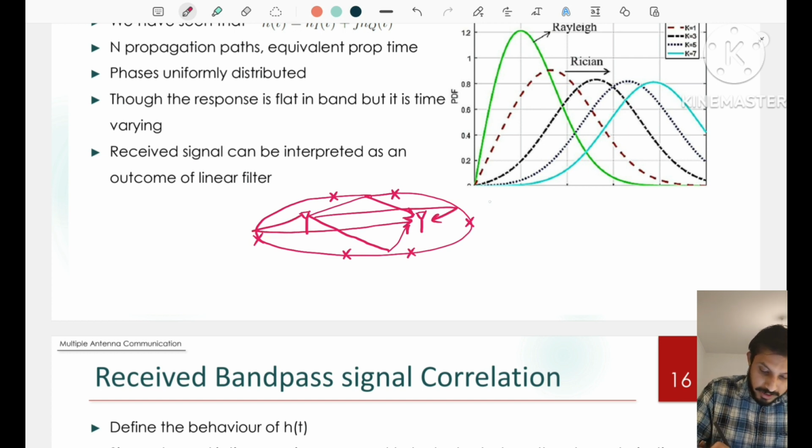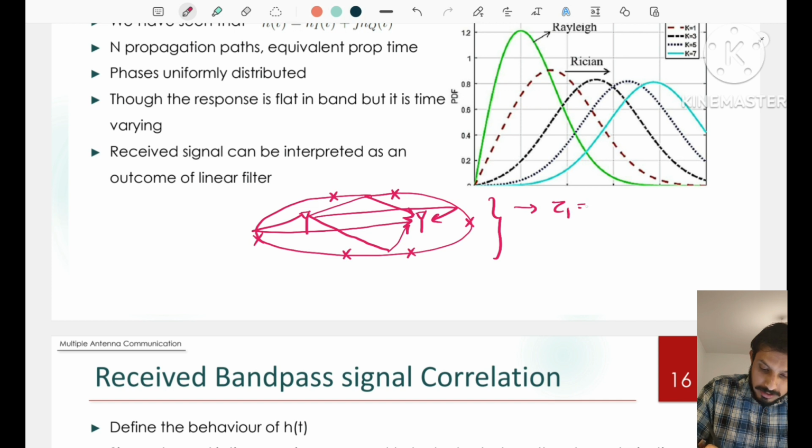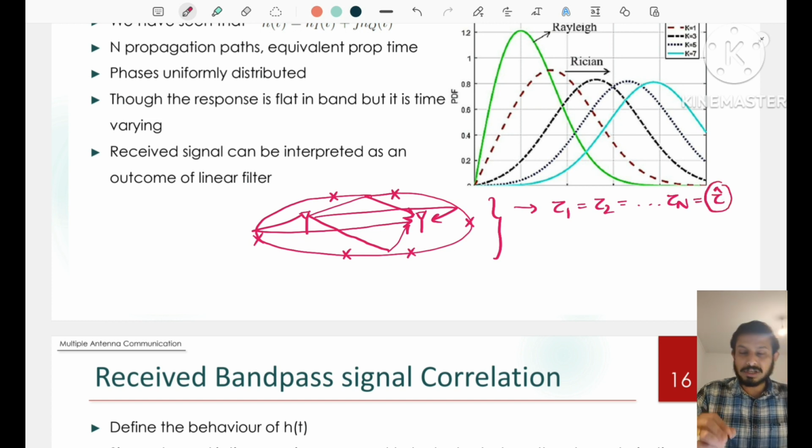As a result of this geometry, the propagation delay of all the paths is nearly equal. That means all the paths arrive at the receiver at almost the same time. So we can say tau 1 is equal to tau 2 is equal to tau n is equal to tau hat. So this was our first assumption for flat fading.